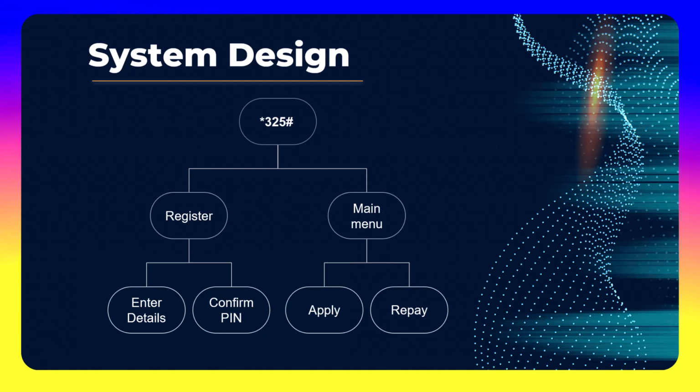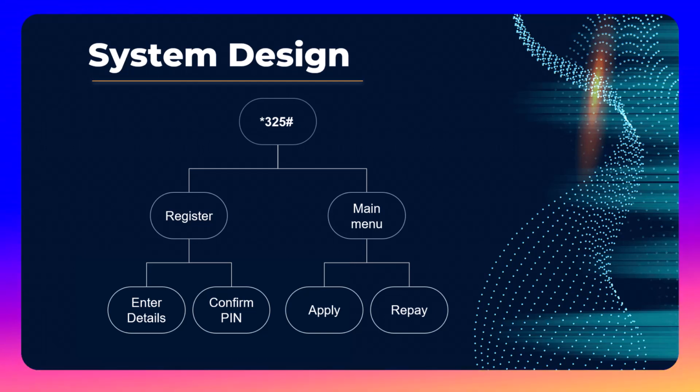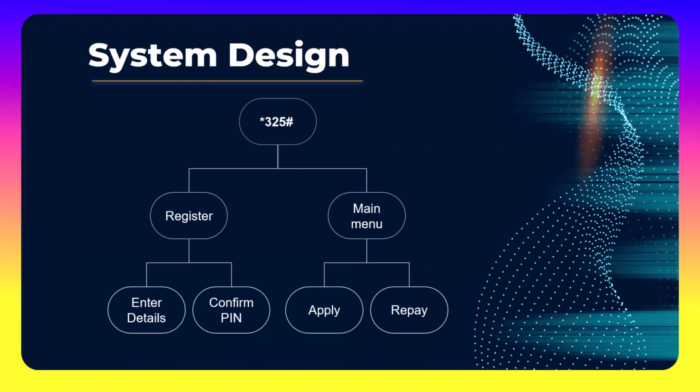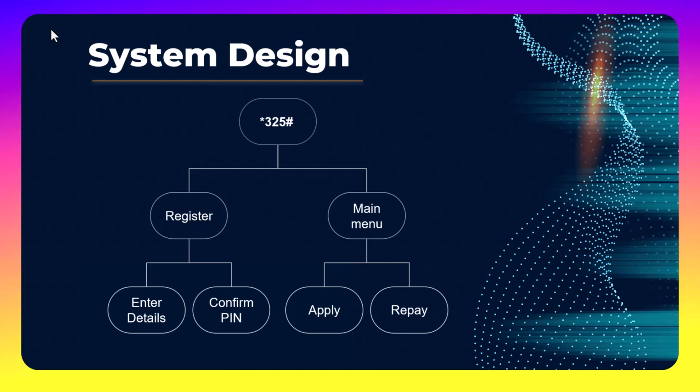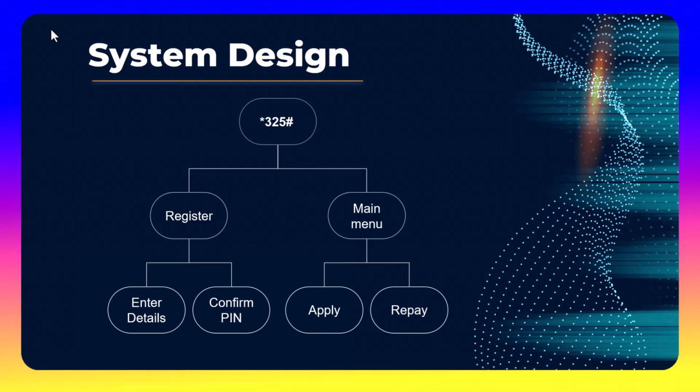So at the very top we have the service code where a check will be done. When the user is an existing customer, the main menu will be displayed where the user can choose from applying for a loan and also loan repayment. On the other hand, if the user is not registered, the user will be prompted to register, enter the details, confirm the PIN, and then the details will be saved into the database.